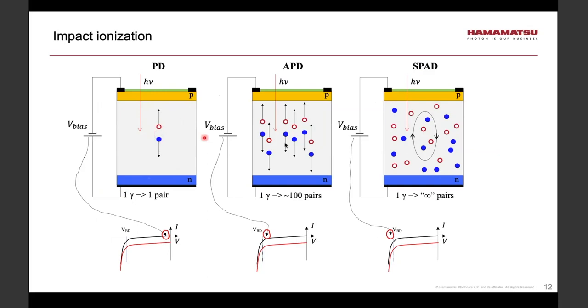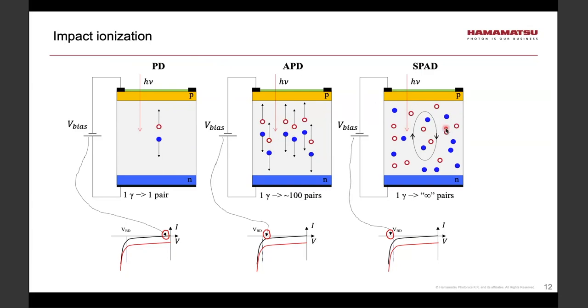In case of APD, the electric field here is sufficiently strong, so that if I produce a single electron-hole pair, these carriers will accelerate and can ionize additional silicon atoms. In case of a linear mode APD, the useful gain is up to about 100 or so.